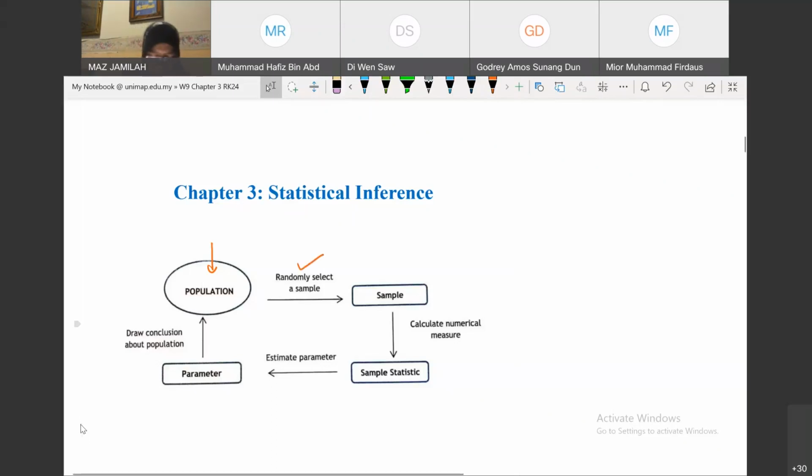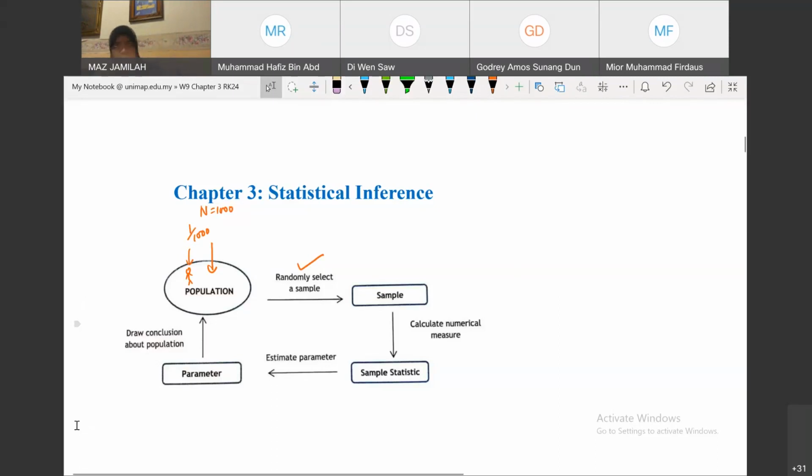Random. What do we mean by random? It means that if I have 1,000 subjects here, if I'm choosing one subject here, the probability of choosing is equally likely. So it will be 1 over 1,000, if let's say your population is 1,000. So the way we choose them is equally likely to be chosen.